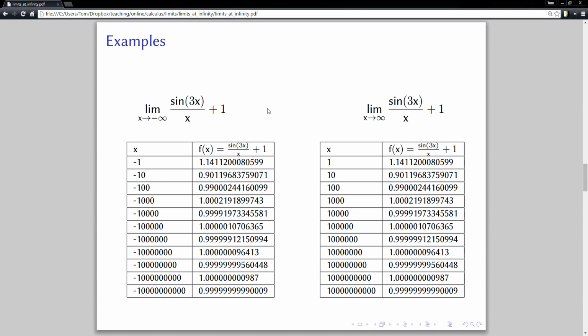All right, here's another function, sine of 3x over x plus 1. Here we're taking the limit as x goes to negative infinity numerically, so we would just look at some x values that get smaller and smaller, plug them into the function and find their corresponding y values. And while they do oscillate around, you can see that they get closer and closer to 1. Sometimes they're bigger than 1 like this one, and sometimes they're a little bit less than 1.